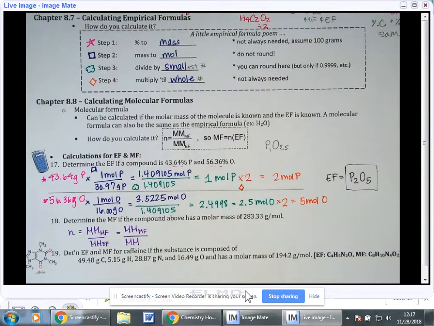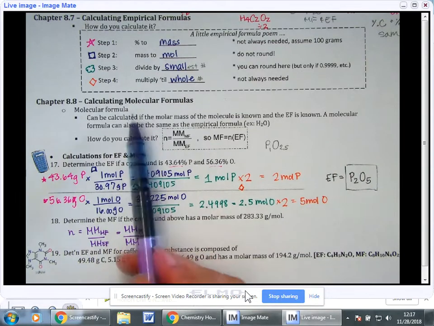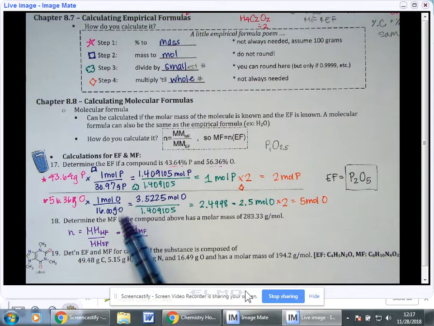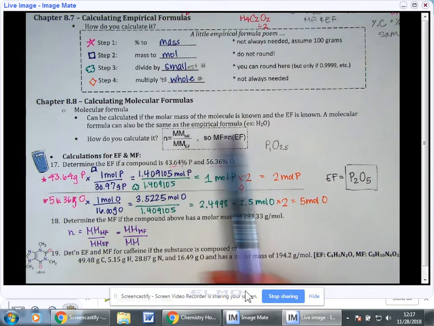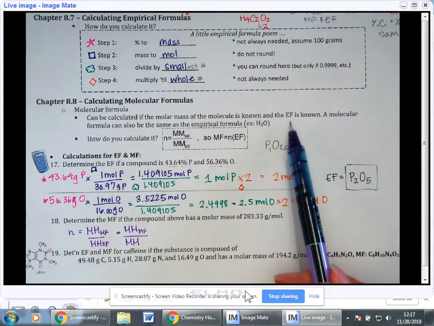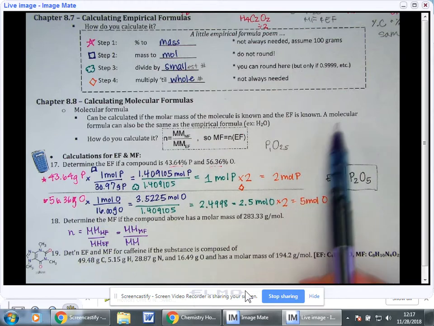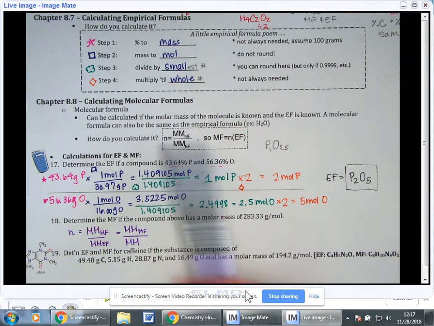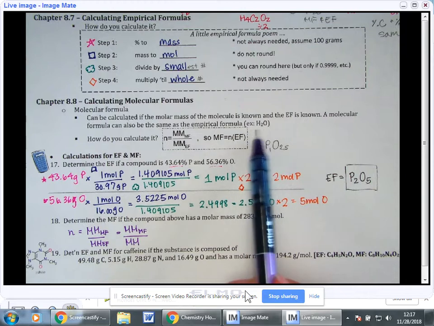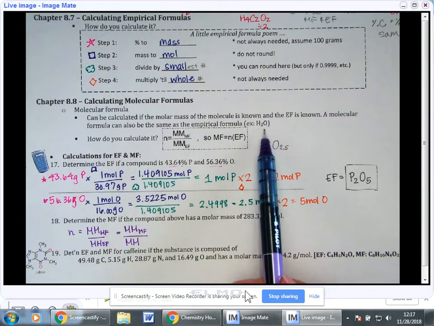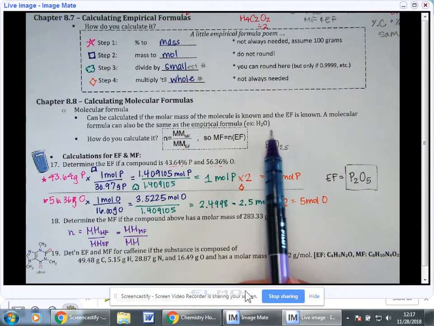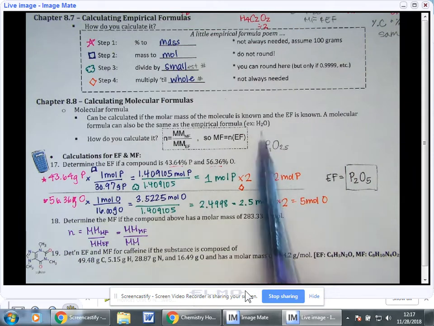This screencast is going to discuss how to calculate molecular formulas. So the molecular formula can be calculated if the molar mass of the molecule is known and you know the empirical formula. The molecular formula can end up being the same as the empirical formula, as I discussed earlier with water. Water is the actual formula of the compound, so this is the molecular formula, but it's also the empirical formula because it's the lowest whole number ratio.